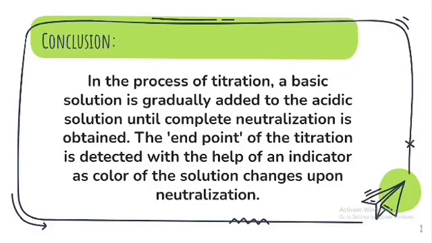In conclusion, in the process of titration, a basic solution is gradually added to the acidic solution until complete neutralization is obtained. The endpoint of the titration is detected with the help of an indicator, as the color of the solution changes upon neutralization.